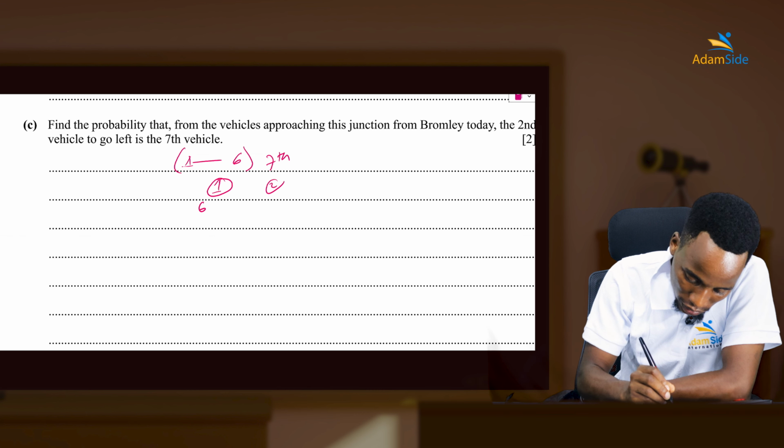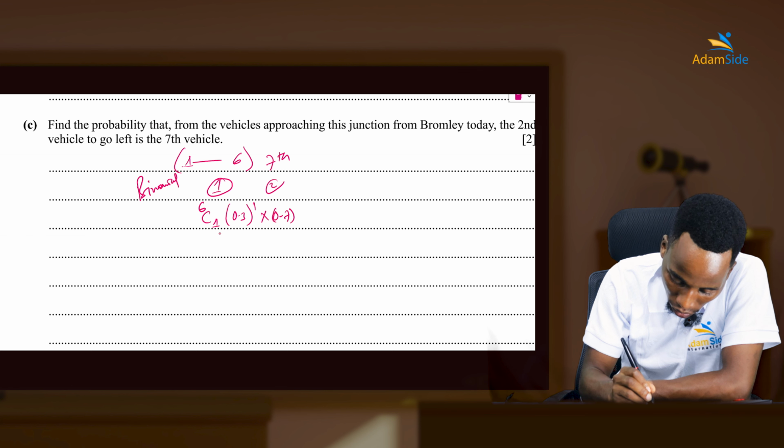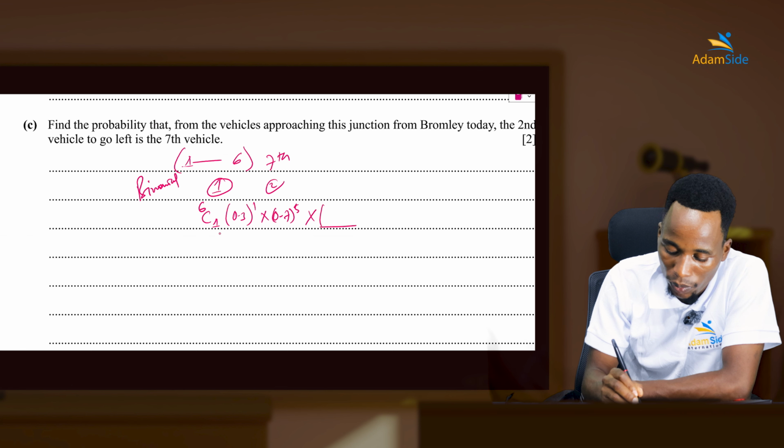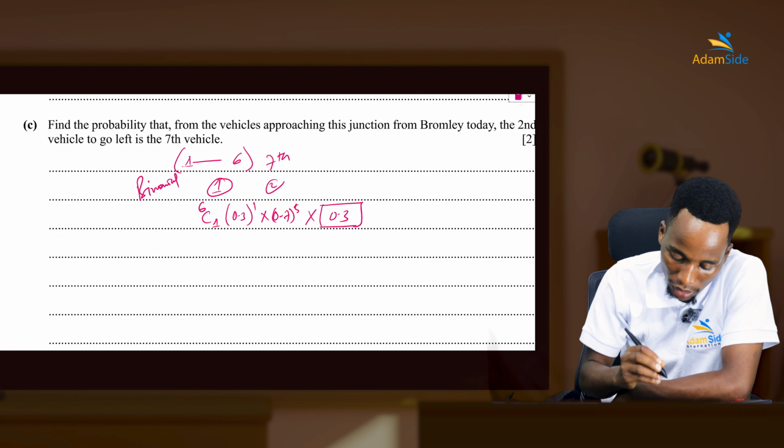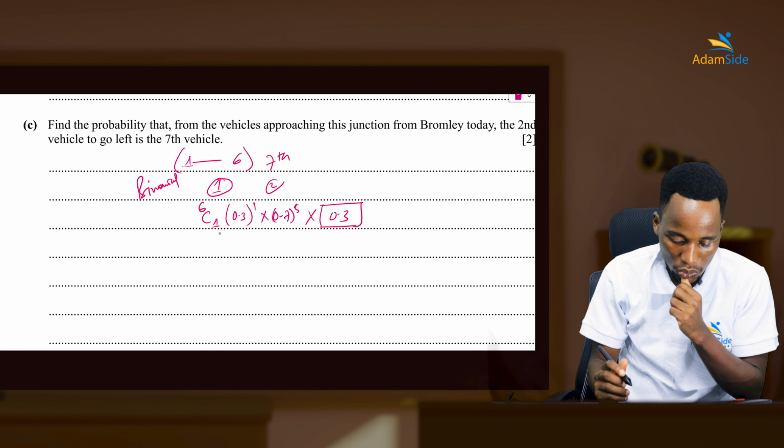So it's 6 choose 1, exactly one success, where the probability of success is 0.3 to the power of 1, times 0.7 to the power of 5, since 6 minus 1 is 5, times the success of the seventh, which was the second, which is 0.3. So it will be written that way. 6 choose 1 is 6, so 6 times 0.3 squared times 0.7 to the power of 5. Then from that, on the calculator, it's 0.8, approximately, in 3 significant figures.